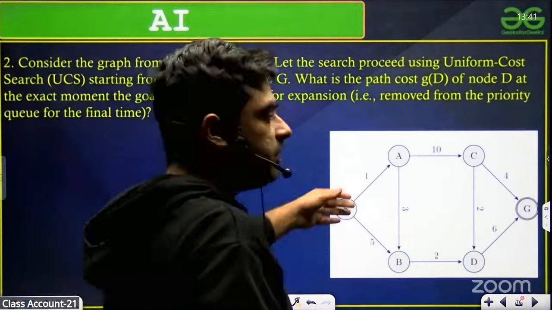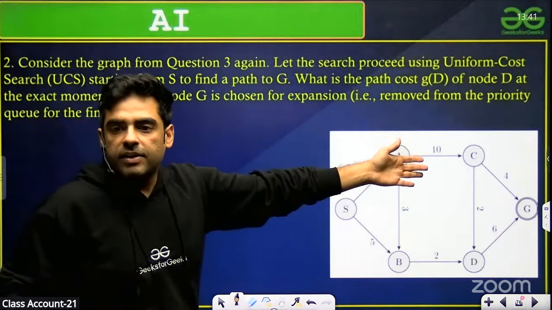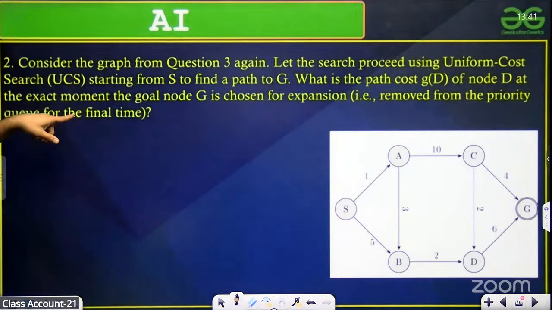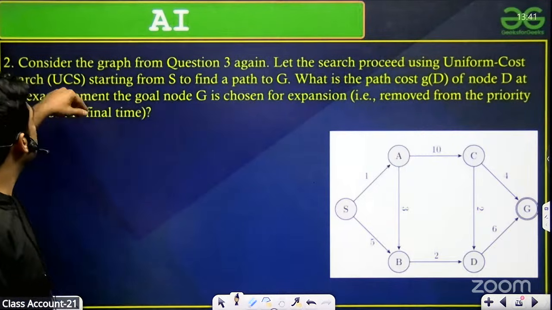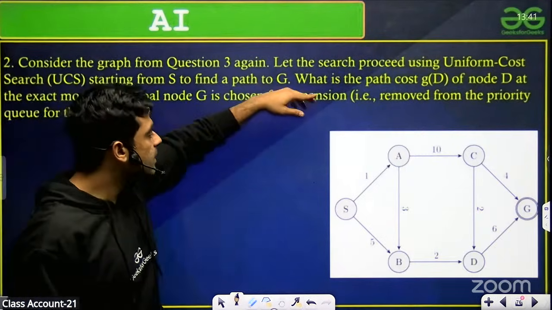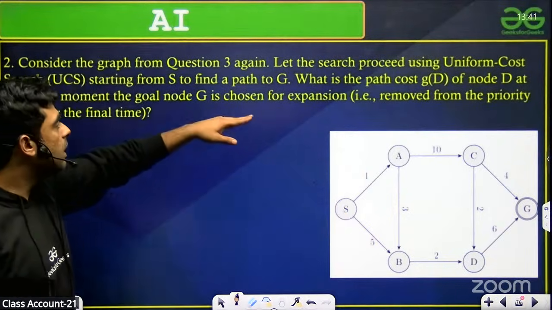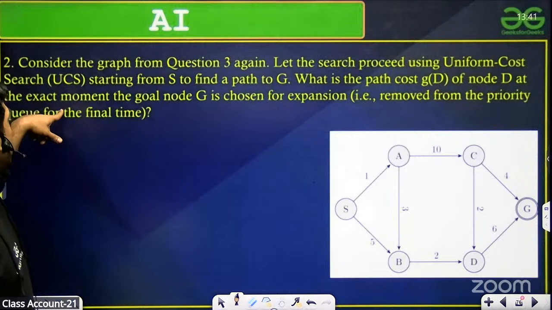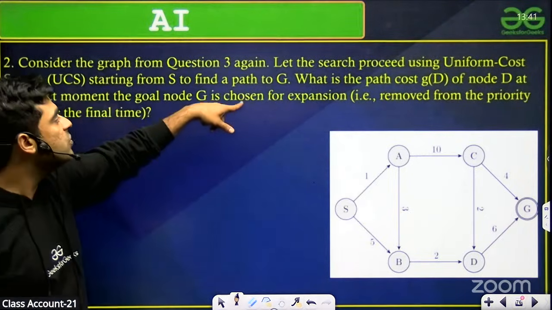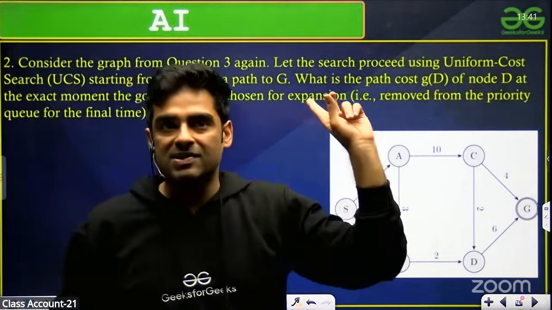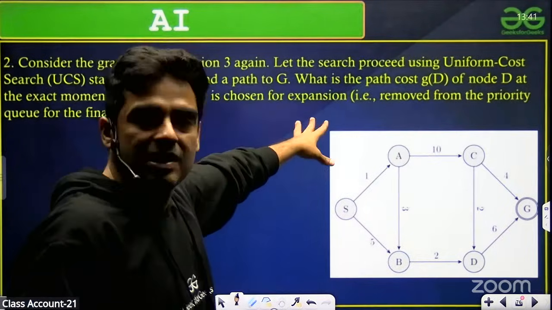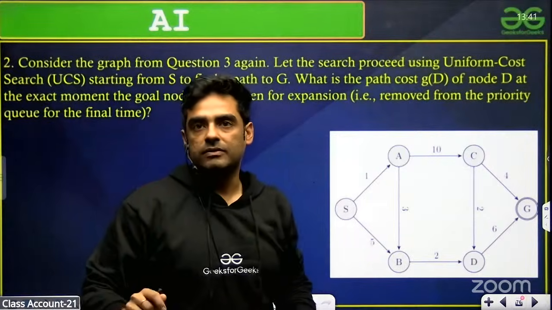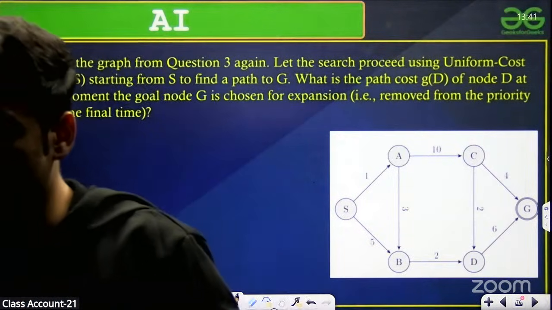The graph I have made again. This is the graph. Now he says, let the search proceed using UCS starting from S to find a path to G. What is the path cost of node D at the exact moment the goal node G is chosen for expansion? You should know UCS. If you know the UCS concept, I think you'll be able to solve this very easily.